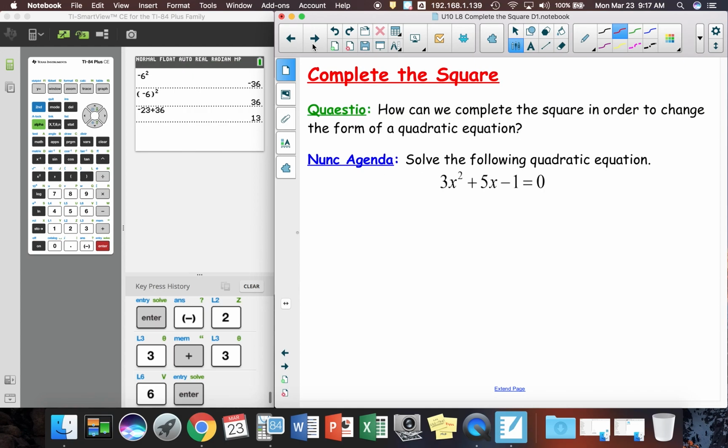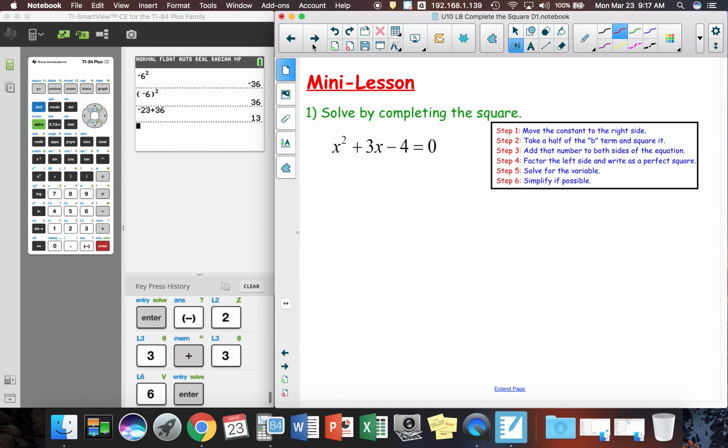So we have another do now here. This one we would have to use the quadratic formula again. So go ahead and use the quadratic formula. I'll leave you guys to it for that one. So again, we're going to continue with completing the square.